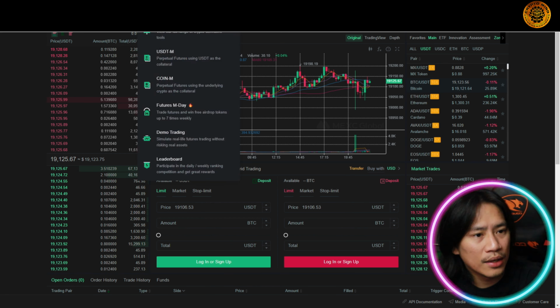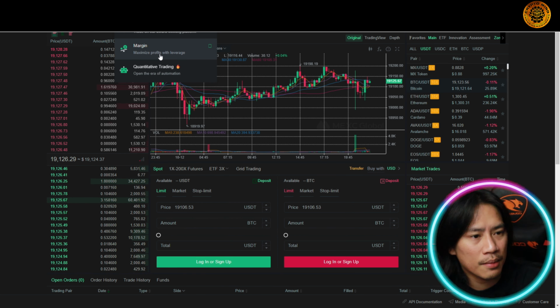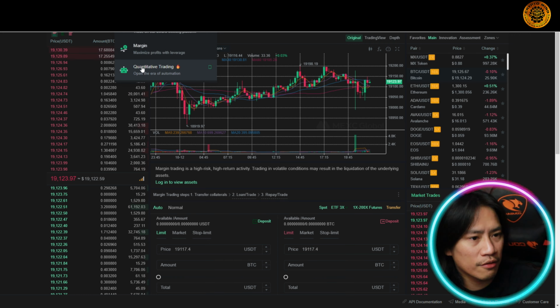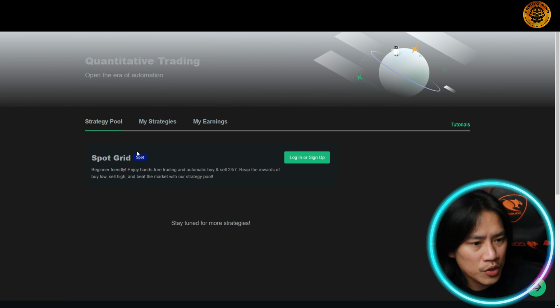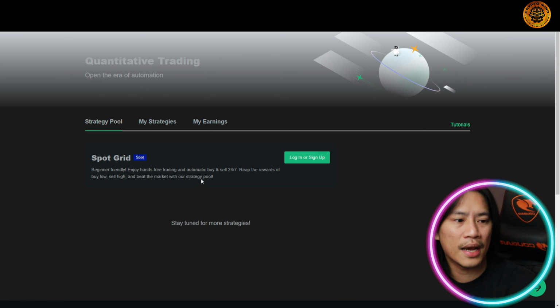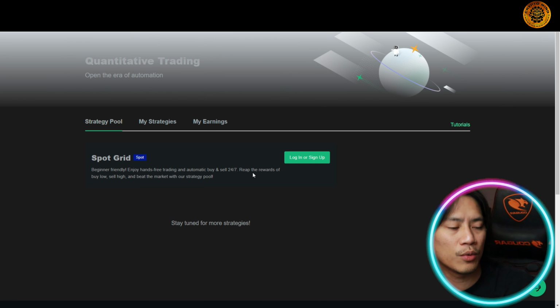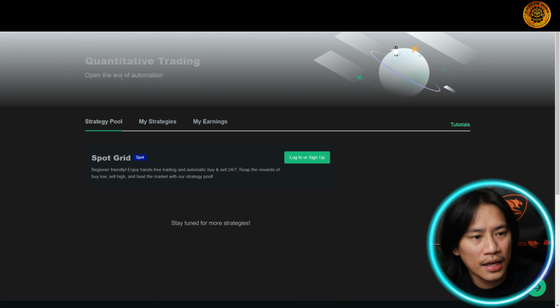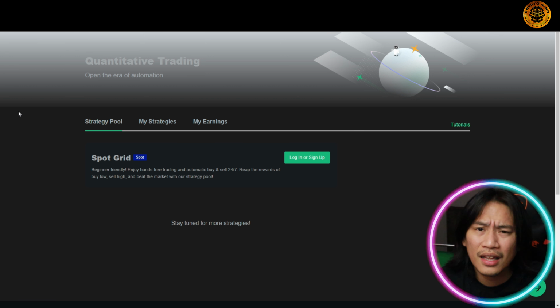All right, next one would be margin: maximize profits with leverage. You have quantitative trading. Let's go ahead and quickly check on that one as well. Okay, so you have margin, you have quantitative trading, spot grid, beginner friendly, enjoy hands-free trading, and automatic buy and sell 24/7. Reap the rewards of buy low, sell high, and beat the market with our strategy pool. So you have quantitative trading in here. So open the era of automations. Like, I think it's something like bots or something.